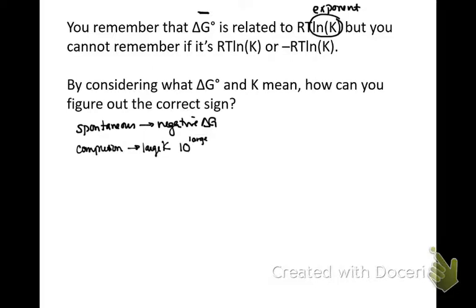So if a larger exponent means more favorable, then that means a negative delta G. But the exponent is going to be a larger positive number. So that must mean that we need the negative sign, because more negative delta G means a more positive, larger exponent on K.